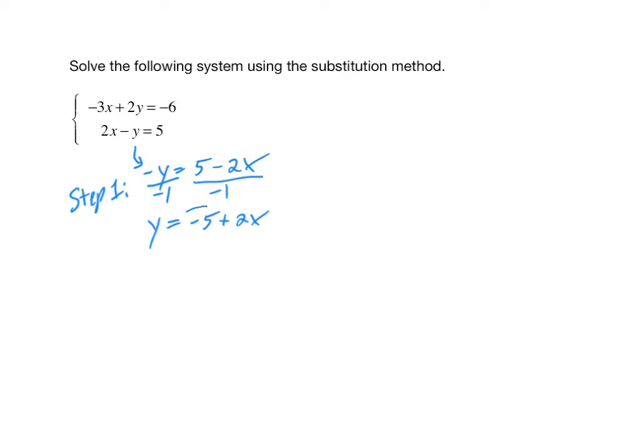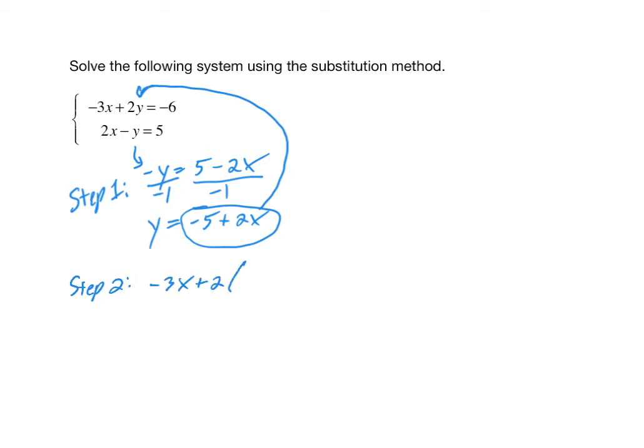Second step is to take this result and plug it into the other equation for, in this case, y, because it's y equals this thing. So we plug this thing in for y in the other equation. That's step two. The new equation we get is -3x plus 2 times, in place of y, we've got -5 plus 2x. Notice I've got parentheses around the -5 plus 2x because you want to double that whole thing, equals -6. And as we mentioned, this now creates a one variable equation. Having a one variable equation, we can solve for, in this case, specifically for x.